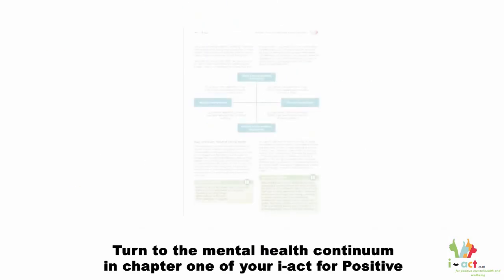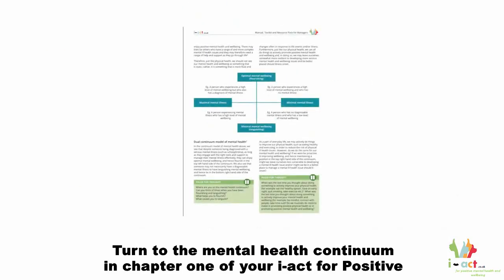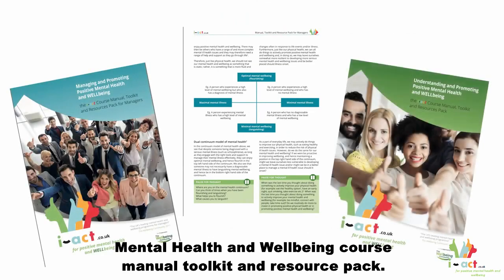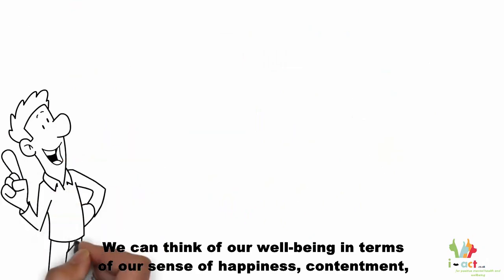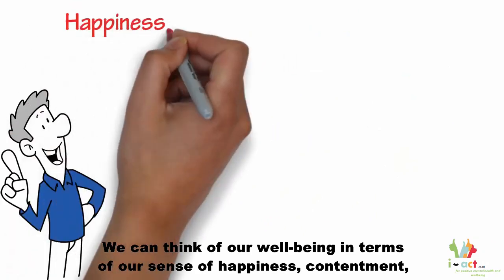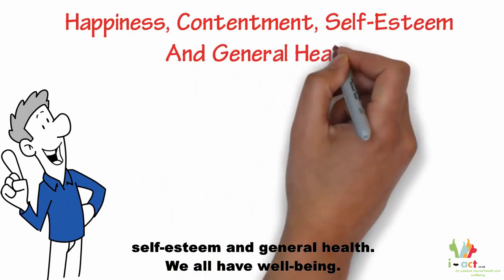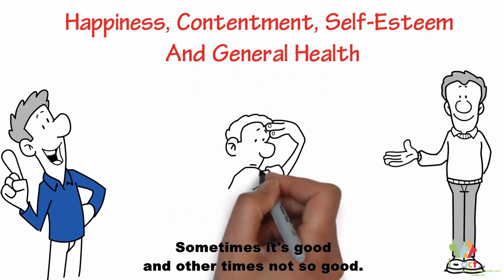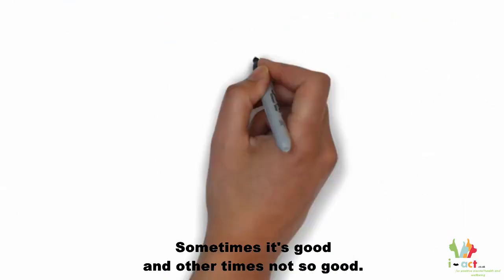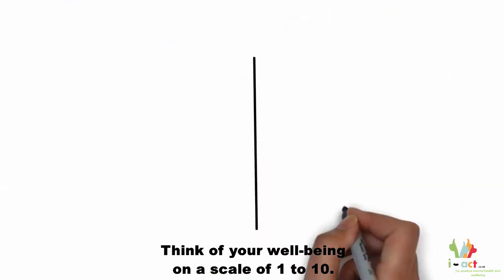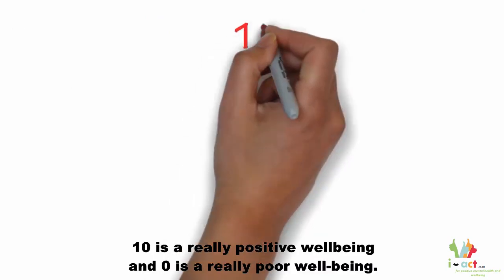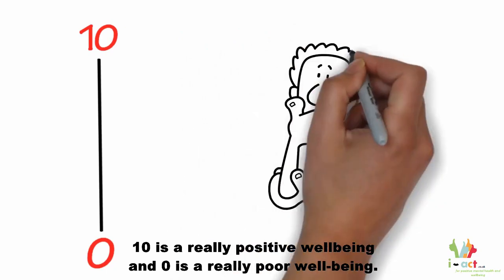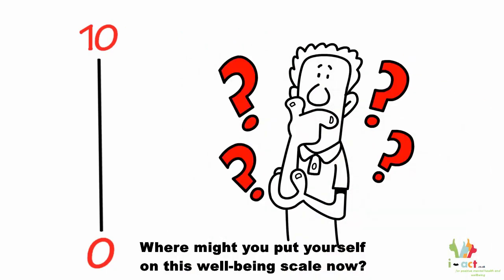Turn to the Mental Health Continuum in Chapter 1 of your IACT for Positive Mental Health and Wellbeing Course Manual Toolkit and Resource Pack. We can think of our well-being in terms of our sense of happiness, contentment, self-esteem, and general health. We all have well-being. Sometimes it's good and other times not so good. Think of your well-being on a scale of 1 to 10. 10 is a really positive well-being, and 0 is a really poor well-being. Where might you put yourself on this well-being scale now?